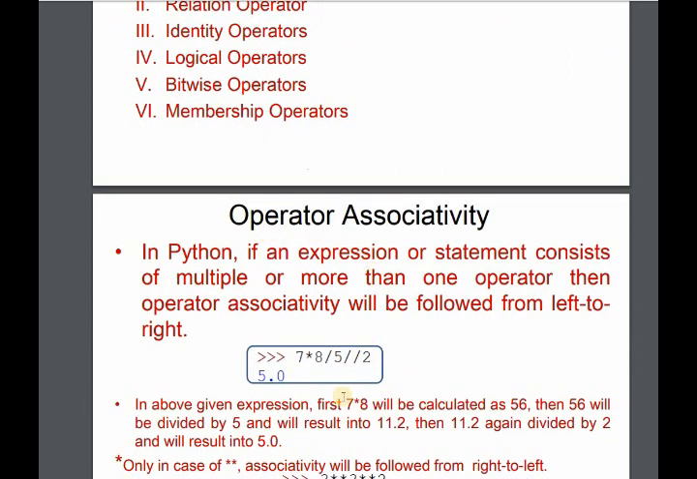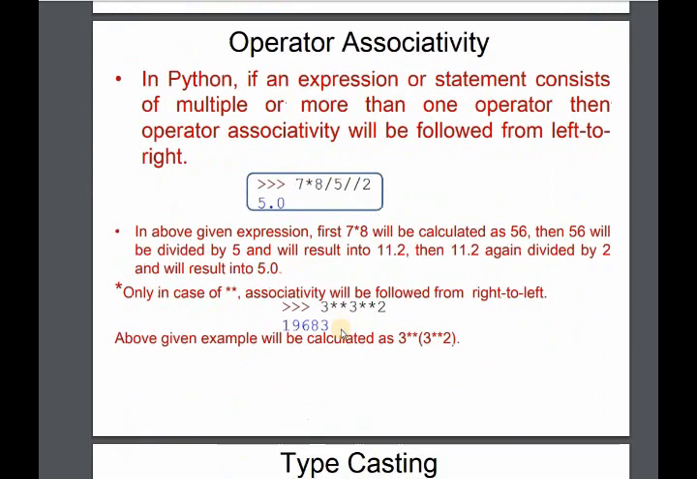In the case of operator associativity, a Python expression statement can consist of more than one operator. That only means you can use multiple operators at the same time. Clear? You can use multiple operators at the same time. It will automatically adjust, following BODMAS.